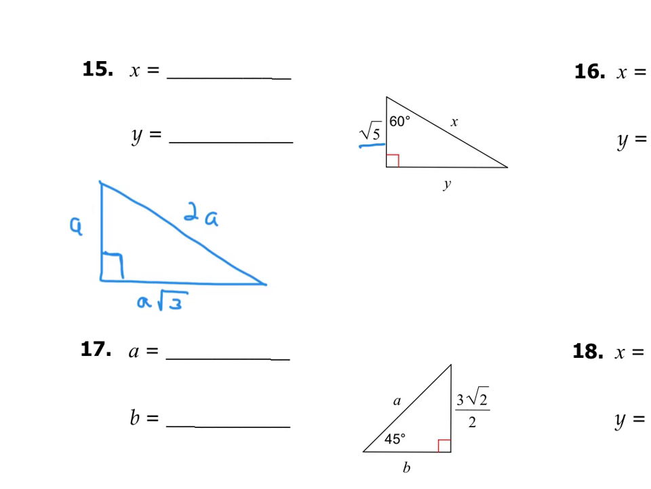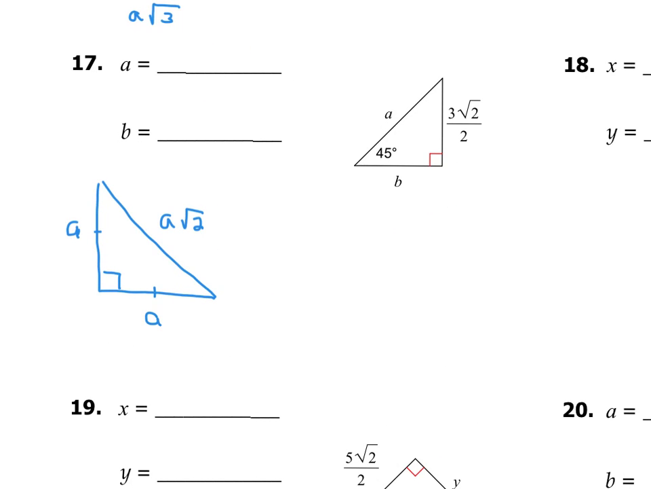So to find y, we're simply going to take a and multiply it by the square root of 3. And we know that we can take square roots and multiply their radicands. So for y, we just get the square root of 15. The hypotenuse is just 2 times a, and since a is the square root of 5, the hypotenuse, or x, is simply going to be 2 times the square root of 5.